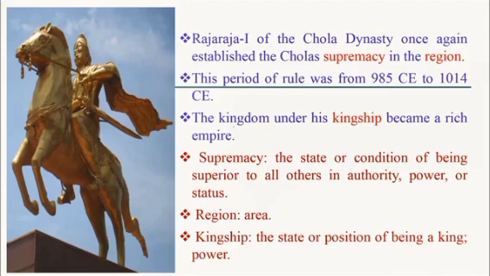So, Rajaraja the First of the Chola dynasty once again established the Cholas' supremacy. Supremacy means power in the region. This period of rule was from 985 CE to 1014 CE. The kingdom under his kingship, which means under his power, became a rich empire.